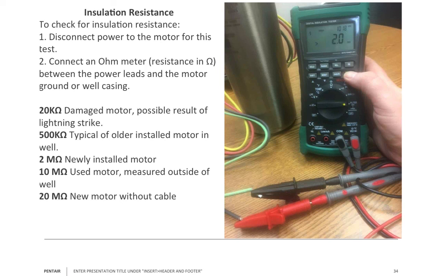Insulation resistance, when you're doing ground, this is out of our PN793, the electronics manual that we put out. On this motor, I'm still measuring over 2 gigaohms, which doesn't surprise me because that motor has never seen voltage. It came from the manufacturer as a sample, so they might have pot tested it, but no one else has. 20 million is ideally telling you it's a brand new motor without cable. At 500,000 ohms for a submersible motor, that's typical of an older one in the well.